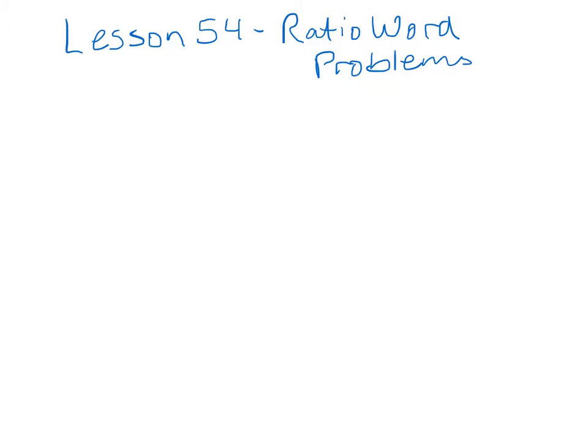All right, 7th graders, lesson 54 here, talking about ratios and word problems. An example, they say the ratio of parrots to macaws was 5 to 7. So if there were 750 parrots, how many macaws were there?